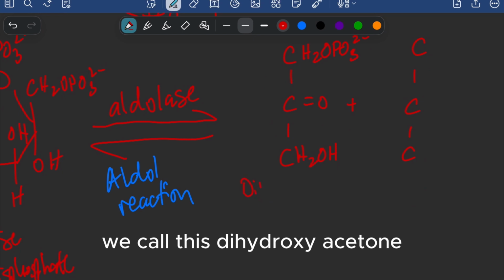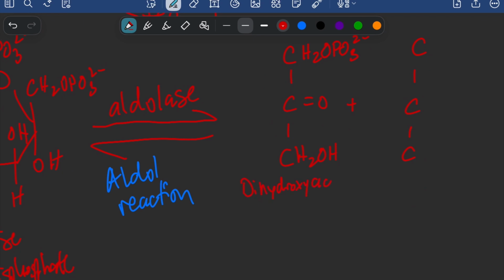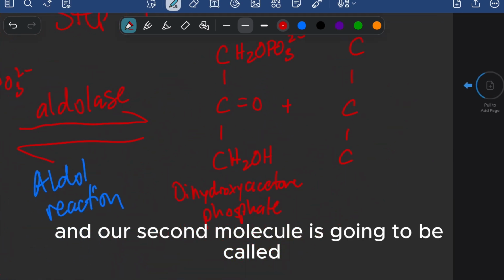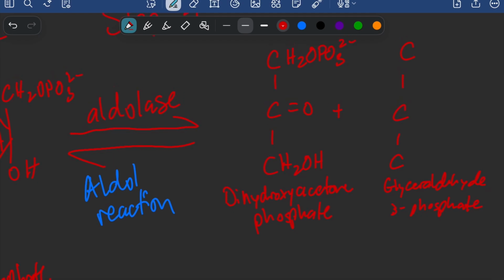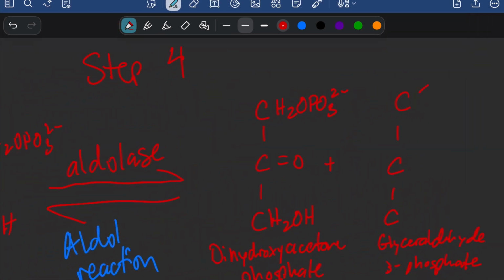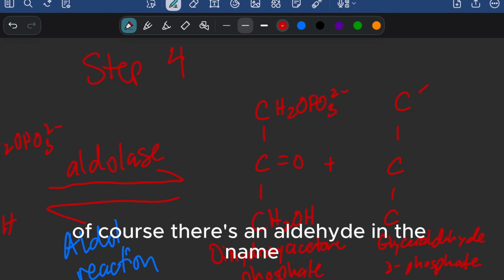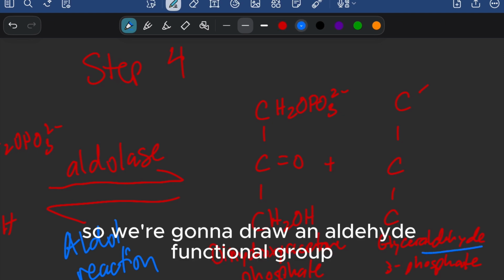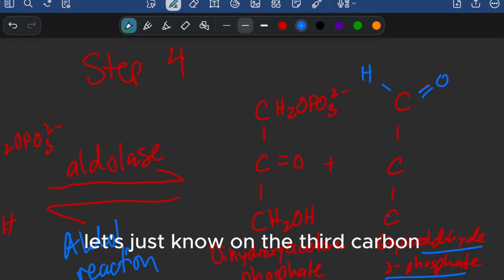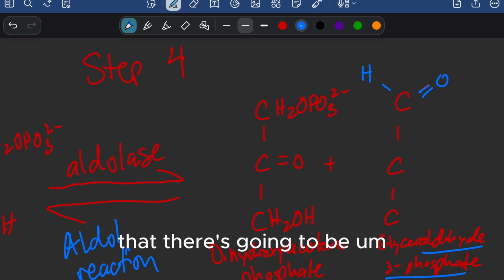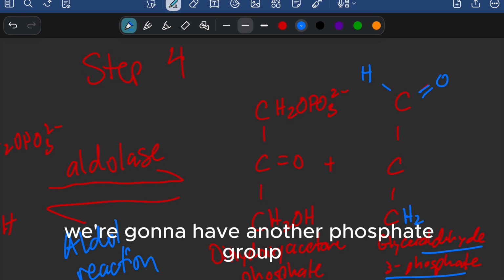It's going to still have our phosphate group, and it's going to have an alcohol at the bottom. We call this dihydroxyacetone phosphate. And our second molecule is going to be called glyceraldehyde 3-phosphate. So an easy way to remember this, of course, there's an aldehyde in the name. So we're going to draw an aldehyde functional group. It's easy enough. We see 3-phosphate. This is known on the 3rd carbon that we're going to have another phosphate group.